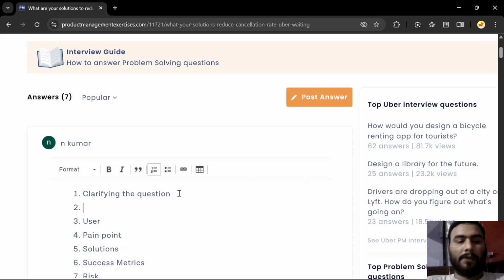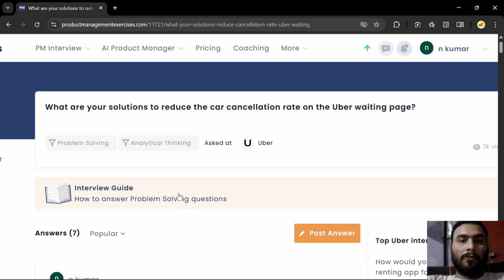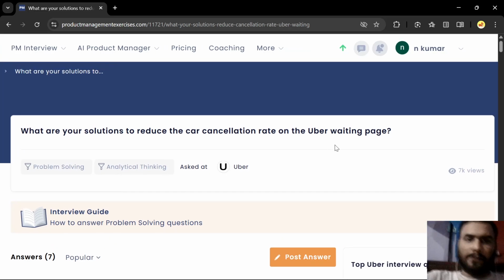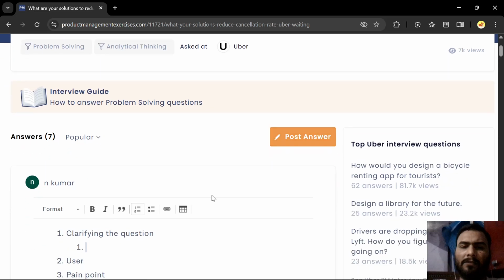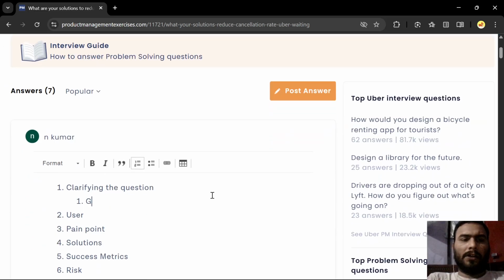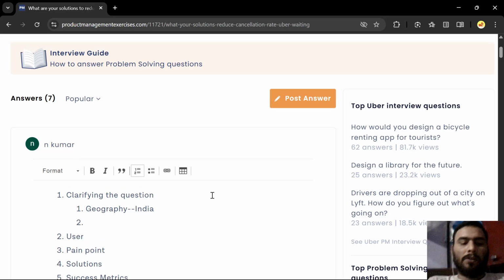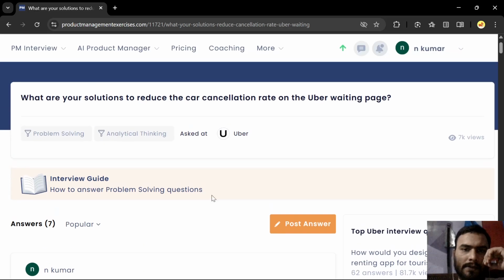So we'll begin by clarifying the question. It is pretty simple I think. On the Uber waiting page we need to reduce the car cancellation rate. So a general assumption I would make regarding the geography part: let's say we are only focusing this for India region and only for the web, not for the mobile, only for the web. And anything else that I need to know?